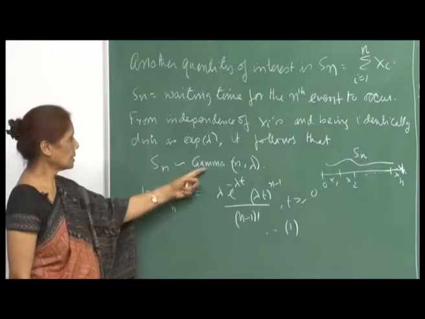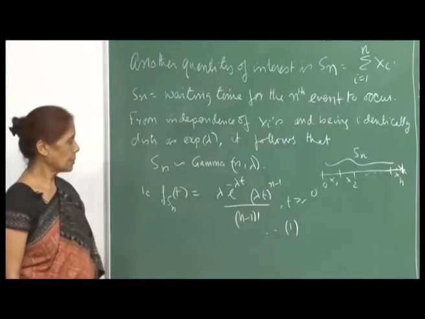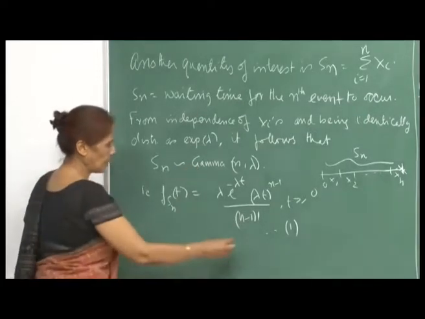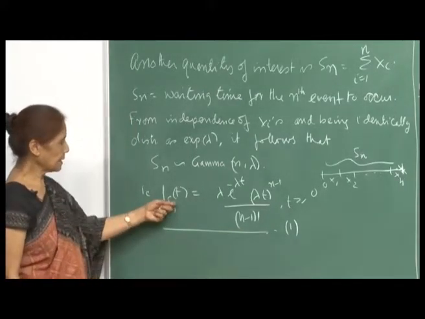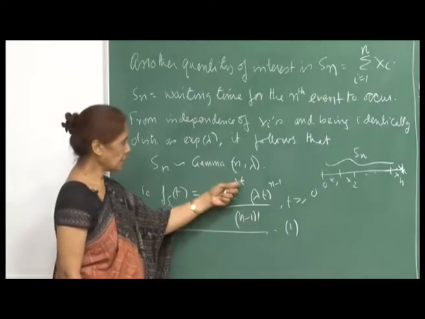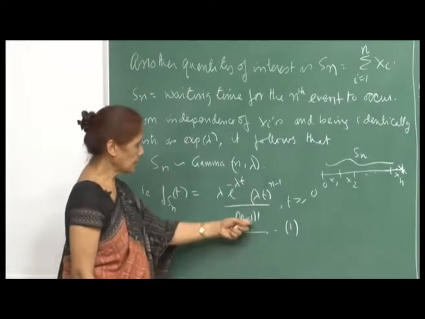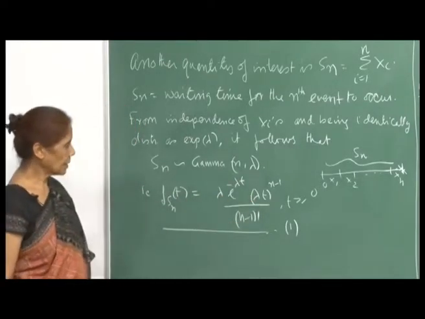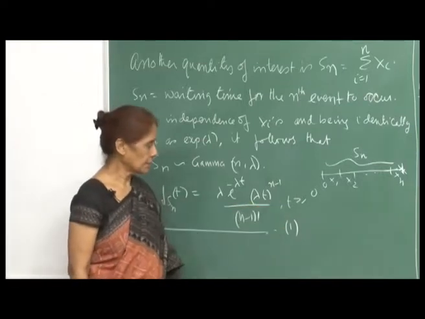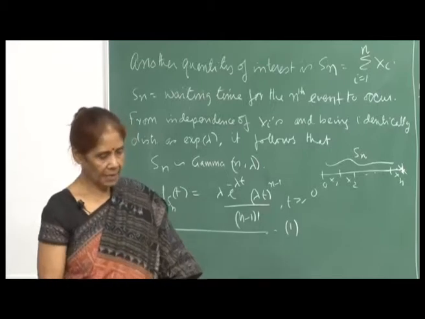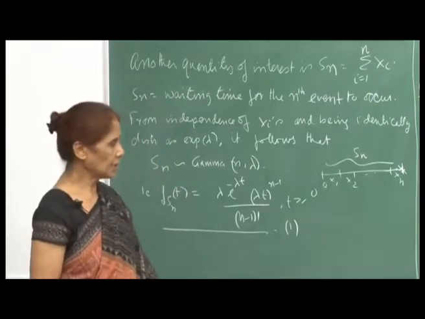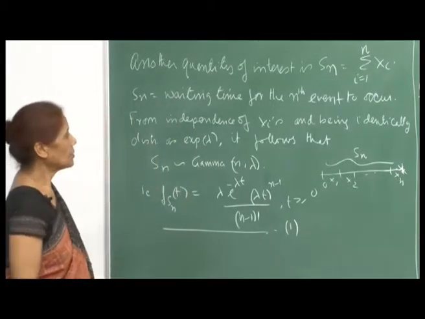So, the sum will be gamma n comma lambda, and therefore, the PDF or the density function f S n of t is lambda e raised to minus lambda t, into lambda t raised to n minus 1, upon n minus 1 factorial, for t non-negative, right. So, this is the thing, but now again as I said it always helps to be able to use other tools that we have developed, and so let us try to do it.